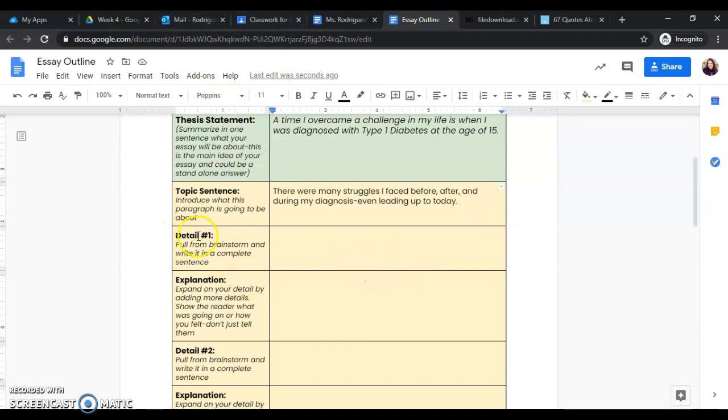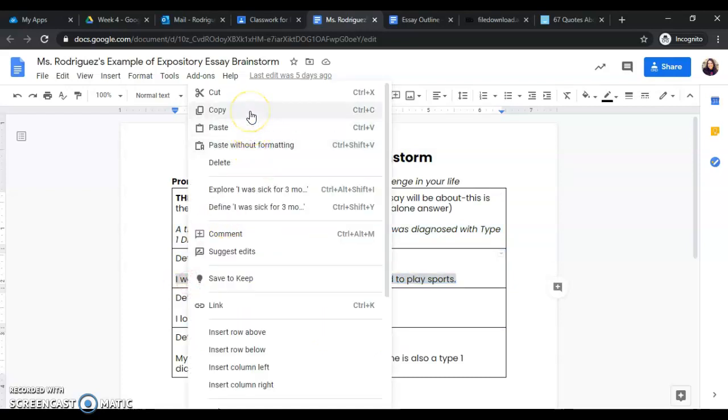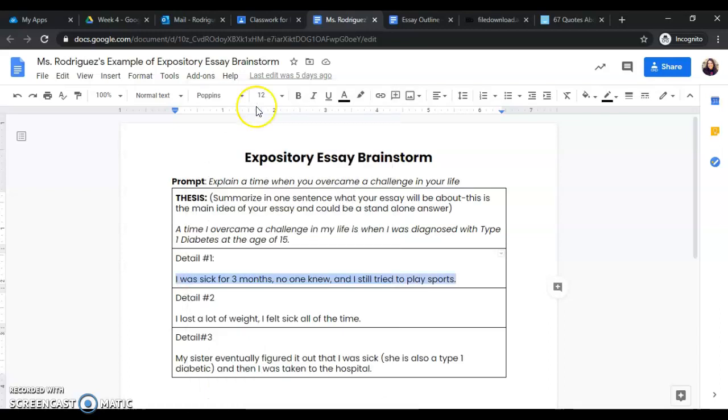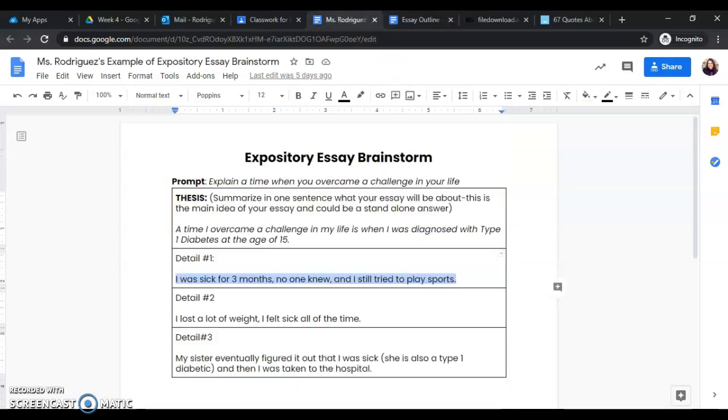So you see where it says detail number 1, it says pull from brainstorm and write it in a complete sentence. So I already wrote most of mine in complete sentences, so all I have to do is copy and paste. If you didn't, that's okay. I highly recommend putting in that effort now because it'll make your essay writing a lot easier. But if you're just trying to throw ideas down, that also is okay. So I'm just going to move and copy and paste all of my details here.